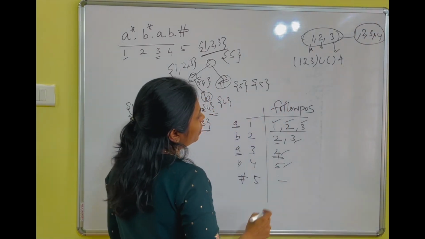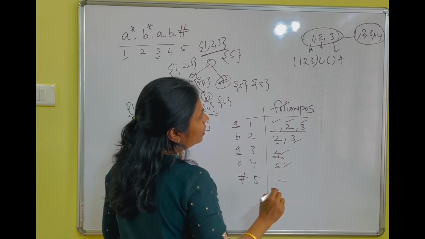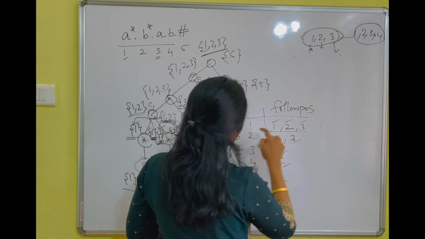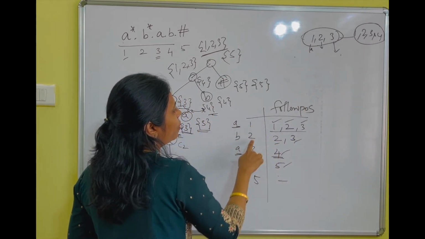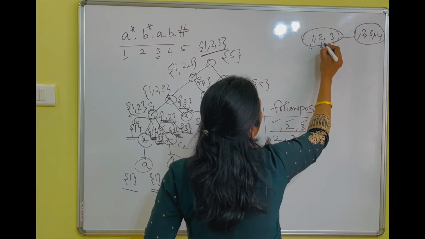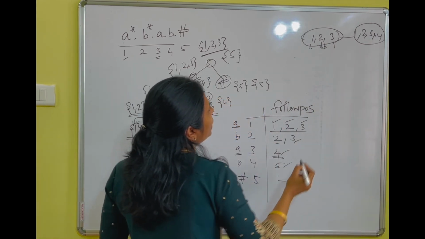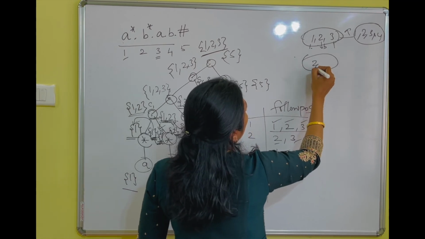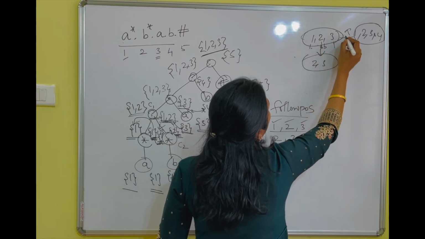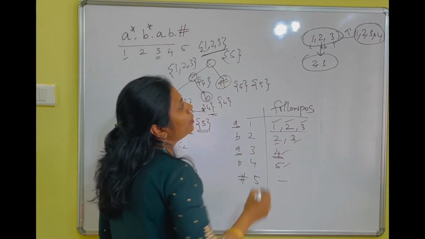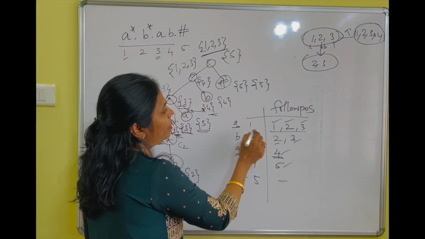For B, you know that it is going to be a state called 2, 3. On input B, because here and here we don't have input for B, only on state 2 are we going to have input B. So it is going to be a new state, 2, 3, on input B. So on A it is going to 1, 2, 3, 4. On B it is going to 2, 3. Okay, that is from the first state.